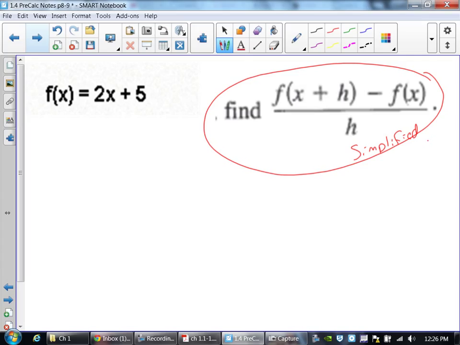As you go through this, it looks really weird. But all this is saying, function notation, function notation. Take the value of x, and what am I going to substitute in for it right off the bat? x plus h. So I rewrite 2 quantity x plus h plus 5. I took care of the first part.